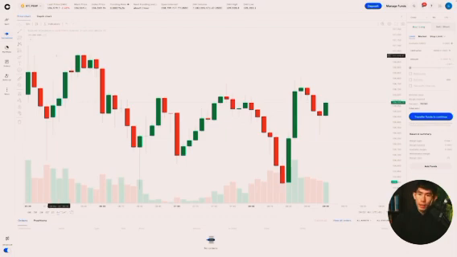So the last price, this is the current traded price. Pretty straightforward. This is the price of Bitcoin right now, and that's the price that it's trading at. So if you're going to buy and sell, you're going to be trading at this particular price itself.